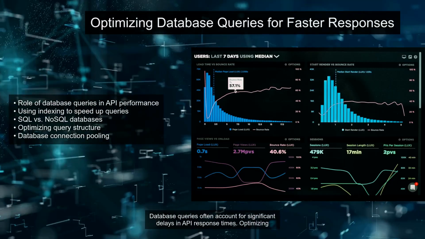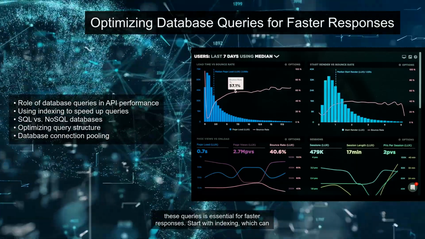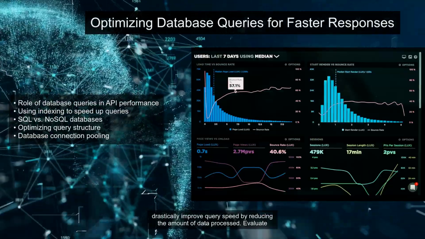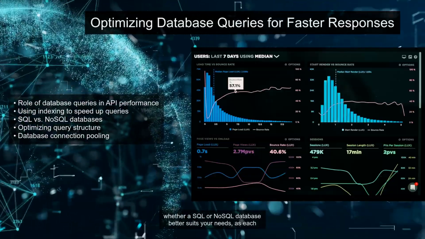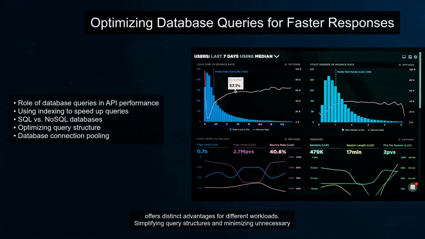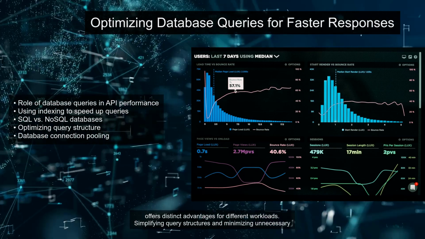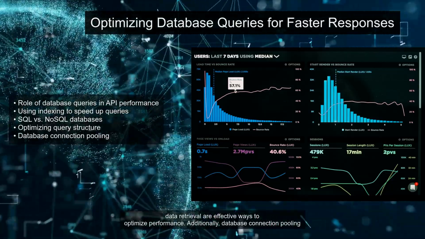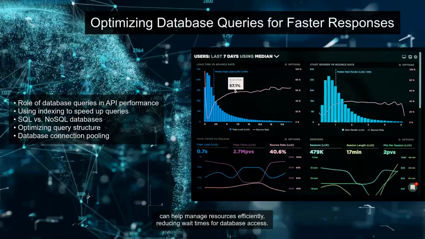Database queries often account for significant delays in API response times. Optimizing these queries is essential for faster responses. Start with indexing, which can drastically improve query speed by reducing the amount of data processed. Evaluate whether a SQL or NoSQL database better suits your needs, as each offers distinct advantages for different workloads. Simplifying query structures and minimizing unnecessary data retrieval are effective ways to optimize performance. Additionally, database connection pooling can help manage resources efficiently, reducing wait times for database access.